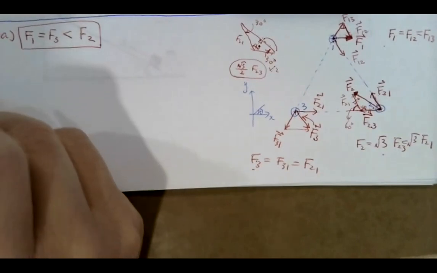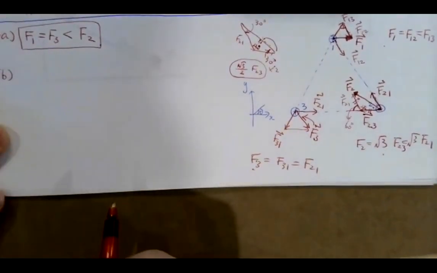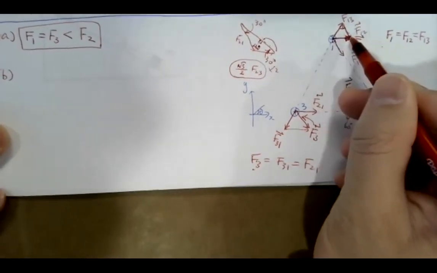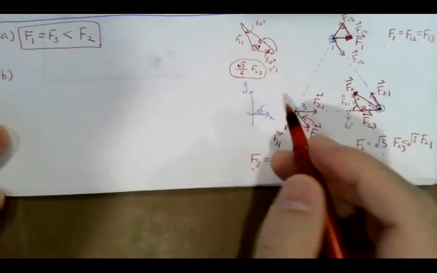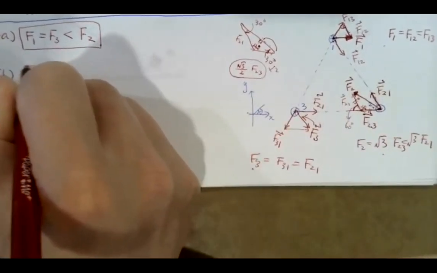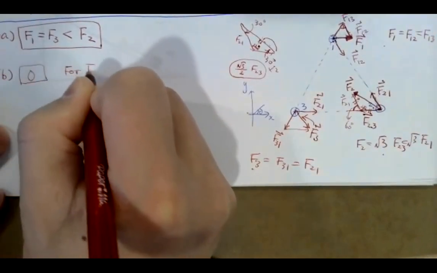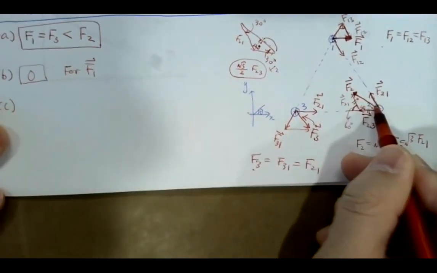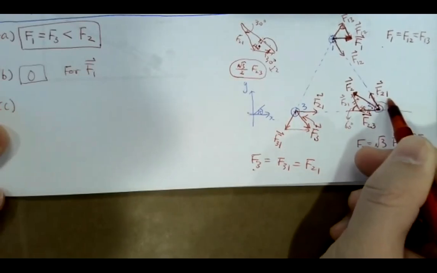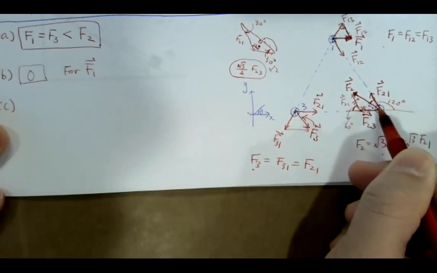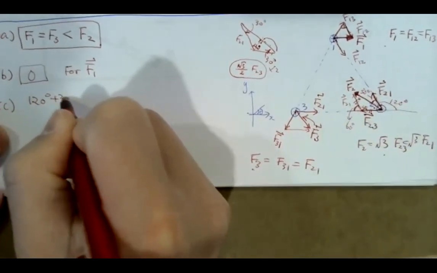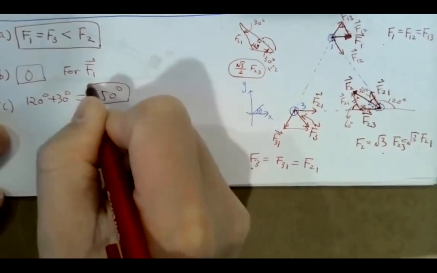For the angles, for F1, you can see this is in the horizontal line. So if this is the X direction, horizontal, then the angle should be 0 degrees for F1. And then for F2, it's going to be this one. So 120 over here, 120 over here, plus this is half of the 60, so 30. So 120 plus 30 is 150 degrees for F2.